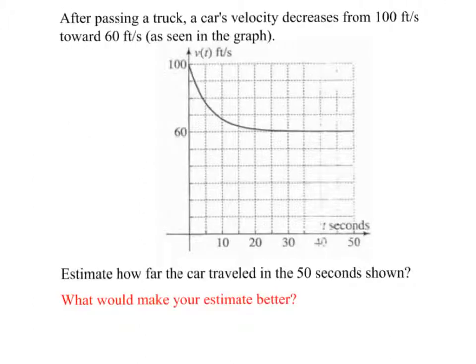So what happens when we get something like this? Okay, this situation is after passing a truck, the car's velocity decreases. So maybe you speed up to pass, but then you slow back down to the speed limit. Well, how far has this car traveled?